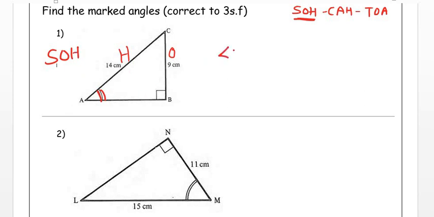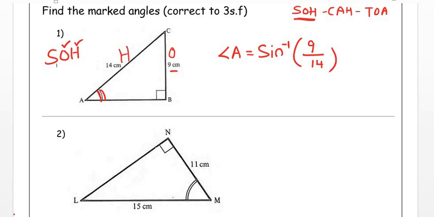So I will say the angle A equals sine inverse, right? For finding the angle, always we have to use the inverse ratio. So it will be opposite over hypotenuse. So how much is the opposite? It's 9. And how much is the hypotenuse? It's 14, right? Remember, always we write the opposite in the numerator and we write the hypotenuse in the denominator.